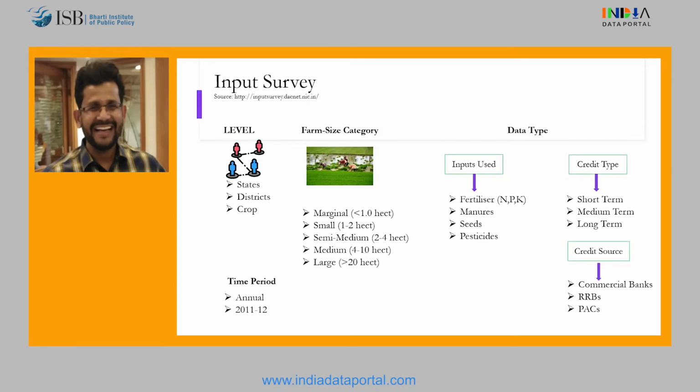And another important characteristic of the input survey is the credit. What type of credit and from which sources, either public, commercial banks, cooperative banks, or the regional rural banks. So these are the types of credit and the sources of credit. This information is available from the input survey, at state and district level. We have the data for 2011-12. When new data comes, we will also update that data in the India Data Portal.